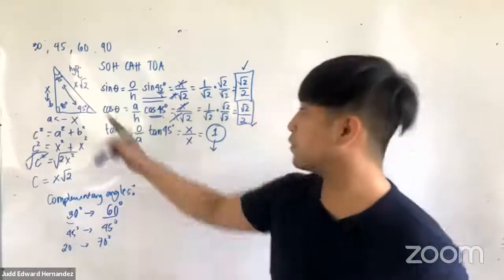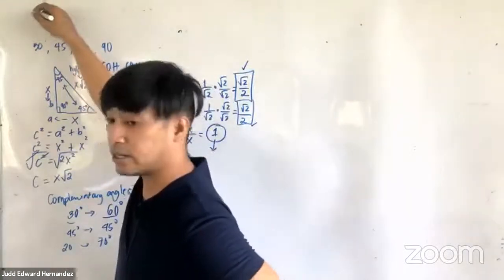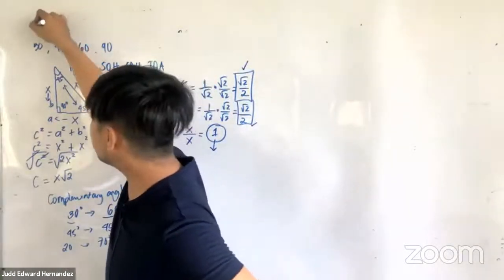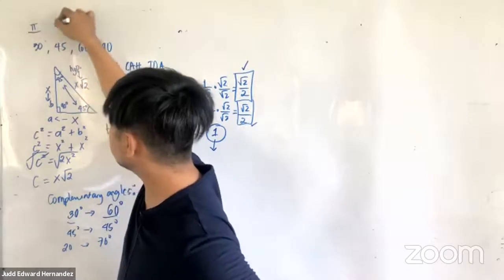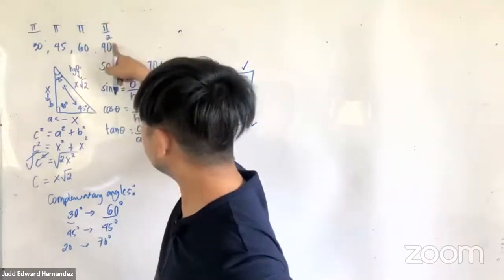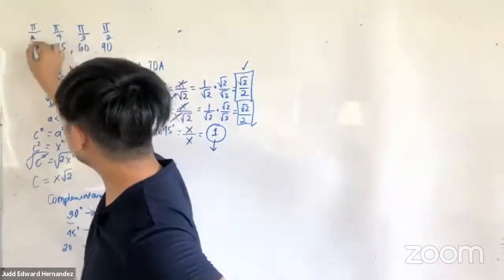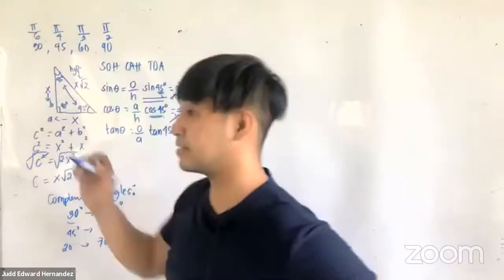Okay, since we have 30, 45, 60, 90, lagay na din natin dito yung mga values niya into radians. What is 30 degrees in radians? This is pi over 2. This is pi over 3. This is pi over 4. This is pi over 6.